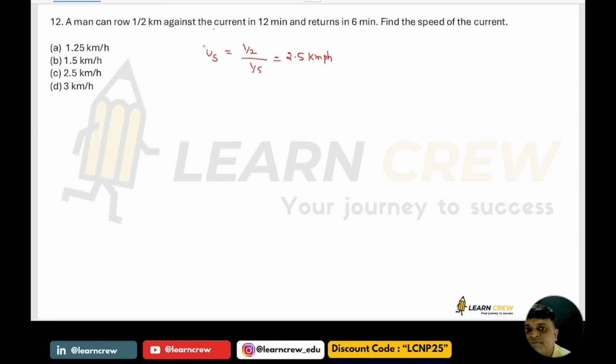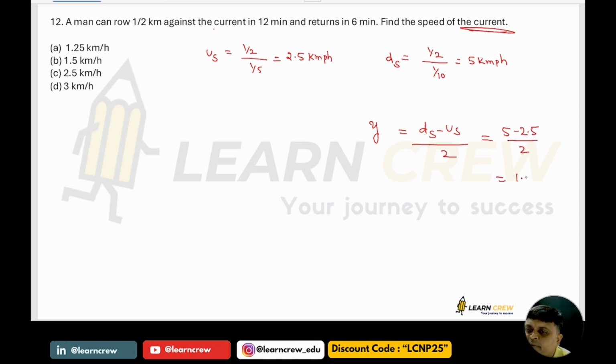And it returns in 6 minutes. Thereby downstream speed is the same half kilometer in 6 minutes, which is 1 by 10 hours. Thereby 10 by 2, which is 5 kilometers per hour. So downstream speed is 5 kilometers per hour and upstream speed is 2.5 kilometers per hour. What is the speed of current? Current means y. As I already gave the formula, y is (ds minus us) by 2. 5 minus 2.5 is 2.5, by 2 is 1.25.